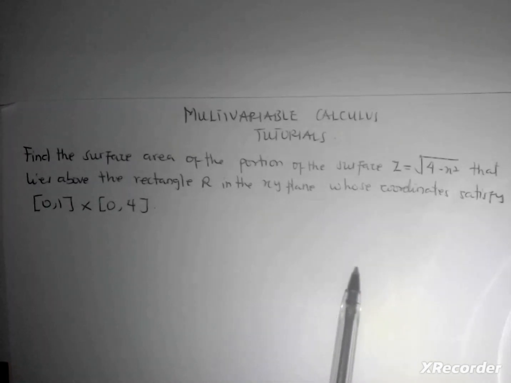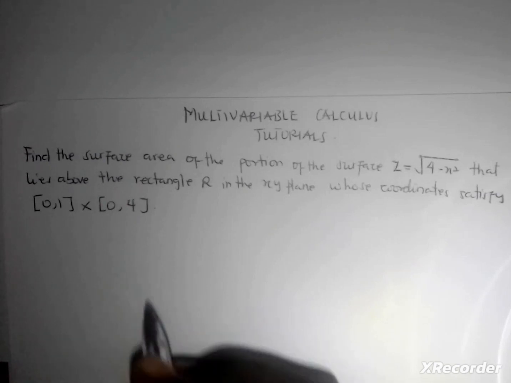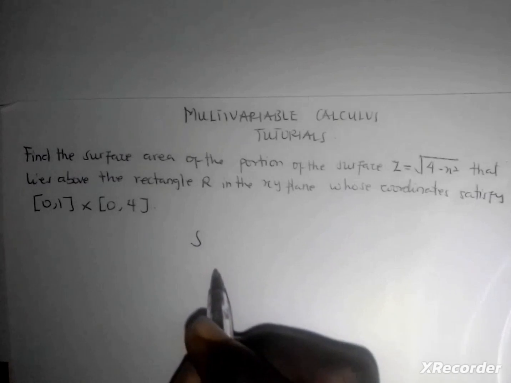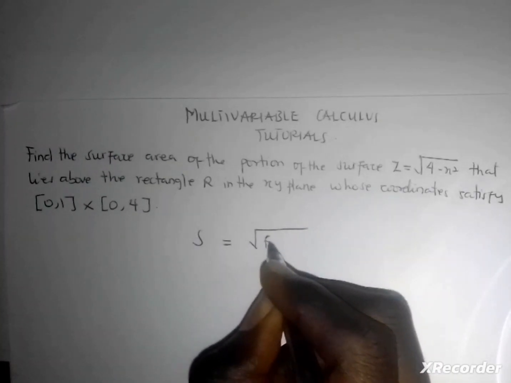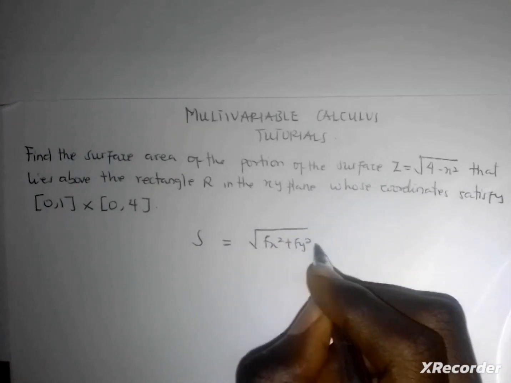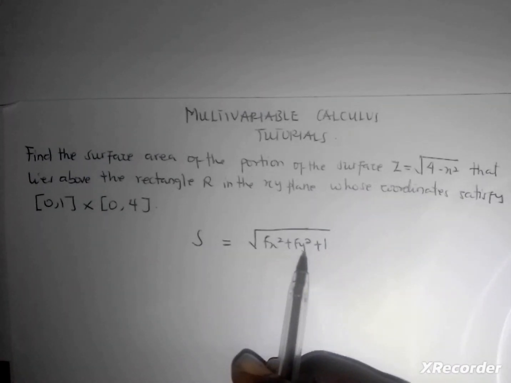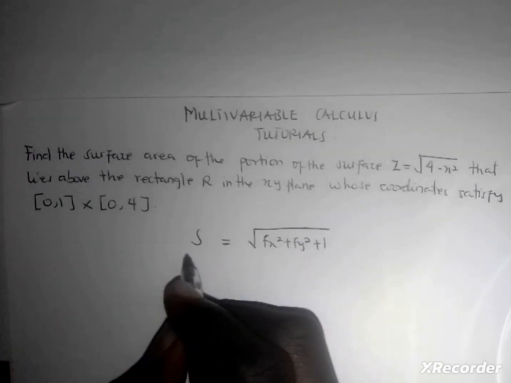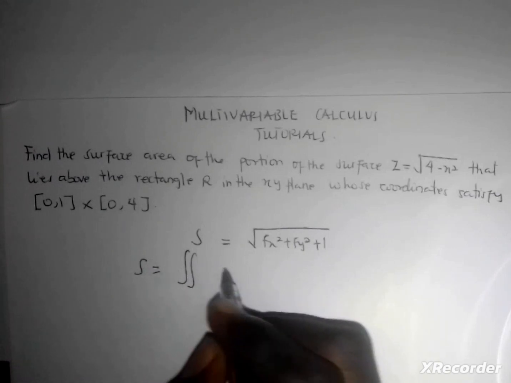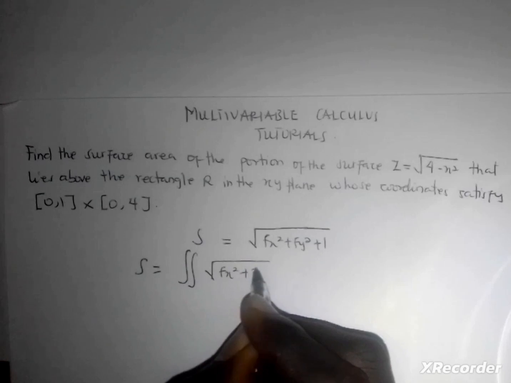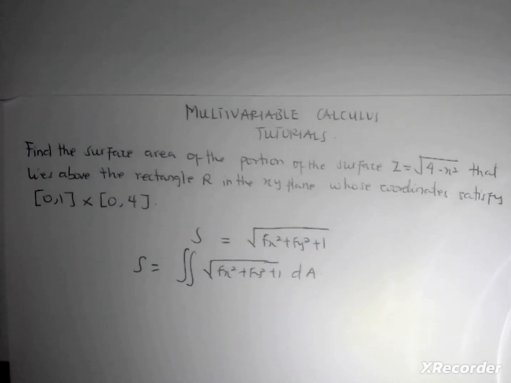So right now we want to find the surface area of this region here over particular boundaries. The surface area S is found by taking the square root of fx squared plus fy squared, then plus 1. That is, you take the square of the partial derivatives, sum them, add 1, take the square root, then integrate this expression. So our S will be equal to the double integral of the square root of fx squared plus fy squared plus 1 dA over the region we want to integrate.